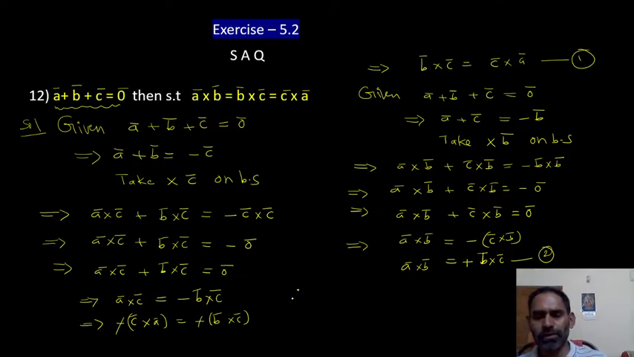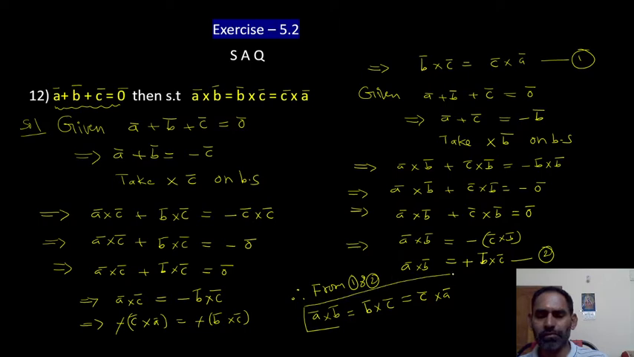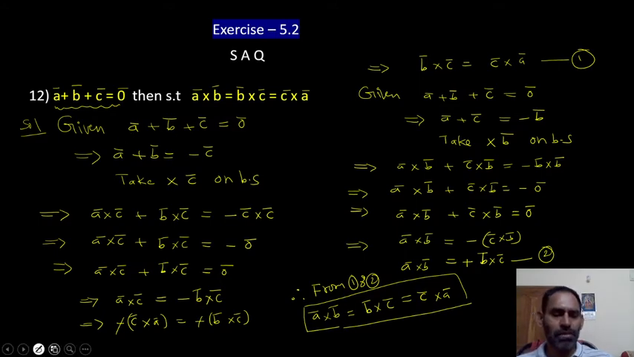Therefore, from 1 and 2, what is A bar cross B bar? A bar cross B bar equals B bar cross C bar, from equation 2. But B bar cross C bar, from equation 1, equals C bar cross A bar. Therefore, all are equal. This is a very important problem, a 4 marks question. That's all.